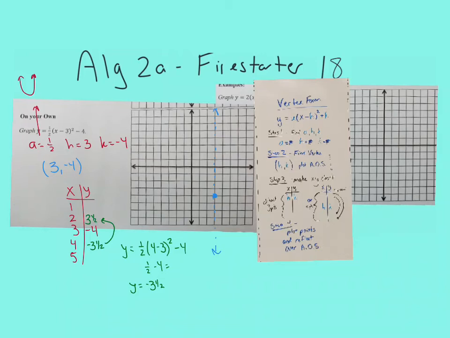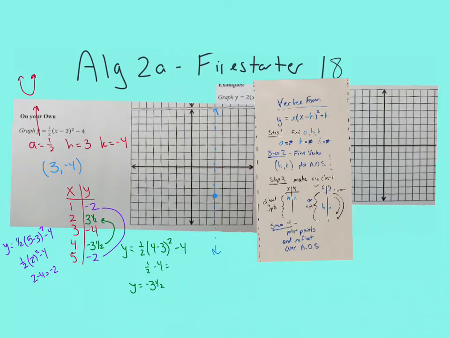Now I'm going to plug in 5. So the purple line is going to be plugging in 5. Y equals 1/2 (5 minus 3) squared minus 4. 5 minus 3 is 2, so I get 1/2 times 2 squared minus 4. 2 squared is 4 times 1/2 is 2. 2 minus 4 is negative 2. So I get negative 2 here. I rainbow that over. Boom.